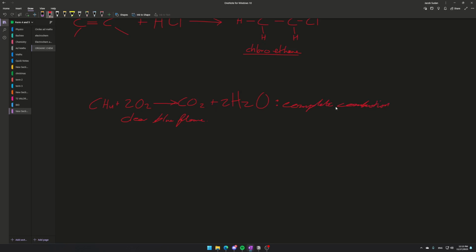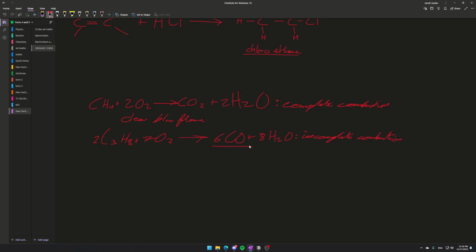If oxygen or air is not in excess, then they undergo incomplete combustion. Let's do a bigger one to demonstrate it. 2C3H8 plus 7O2 gives us 6 carbon monoxide plus 8H2O. This is incomplete combustion. Now we can see how this could be a problem.